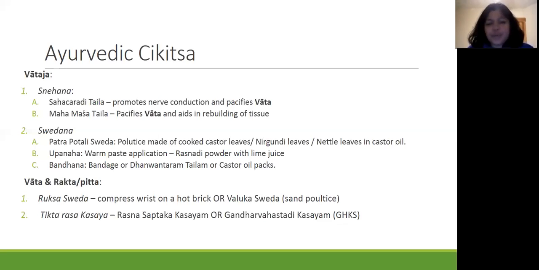For the most part, carpal tunnel, if it is just a recent onset or just a localized thing, then an external application is sufficient to pacify or to correct this condition. If it is more chronic and you start to see other systemic issues of aggravated vata, then you want to use a systemic approach. So you would use this as well as integrate the systemic approach for pacifying vata.